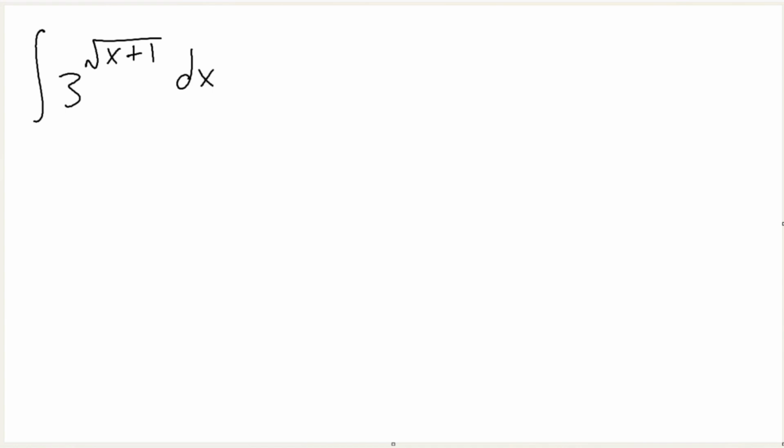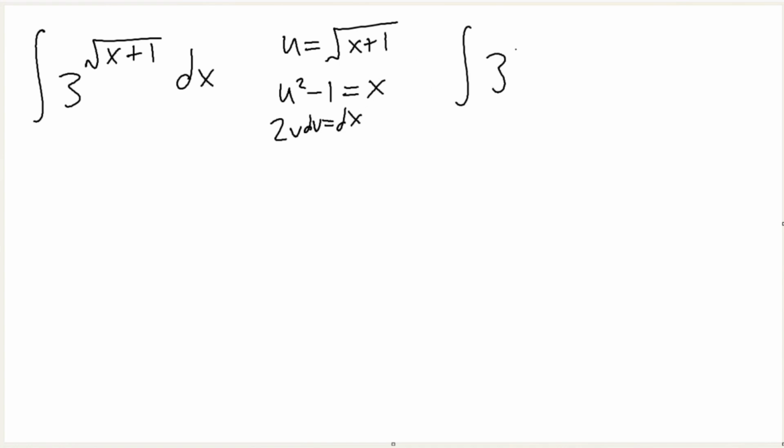Holy moly. What do we do with this? Let u equal the square root of x plus 1, because there's nothing much you can do. So u squared minus 1 is equal to x, and 2u du is equal to dx. So now we have 3 to the power of u times 2u du.